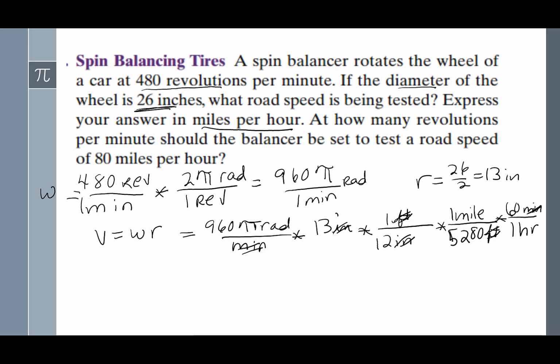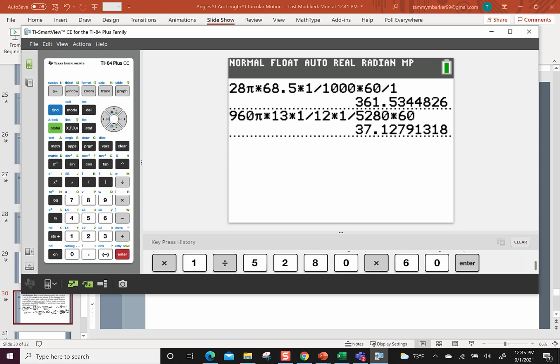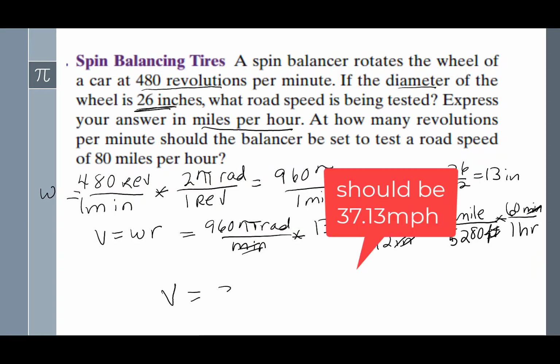So a lot of things to put in the calculator. I have 960 pi. I have 13, I have 1 over 12, I have 1 over 5,280, and I have 60. So again, I will show you what that looks like. 960 pi times 13 times 1 over 12 times 1 over 5,280, and then times 60. Altogether, that comes back at 37 point, I'm going to call it 13 this time. Okay, so let's remember that 37.13. So this says our speed is 37.13.